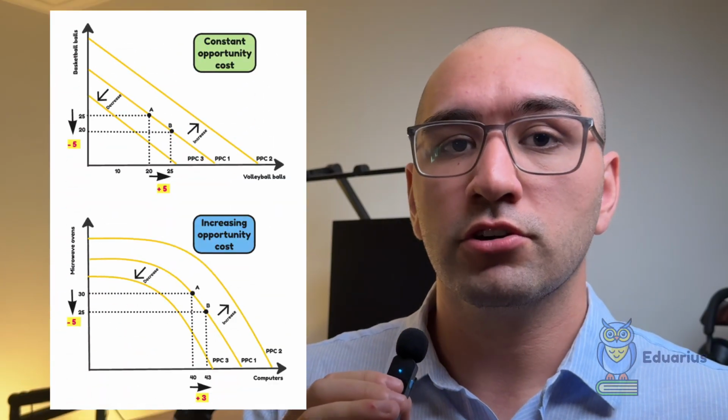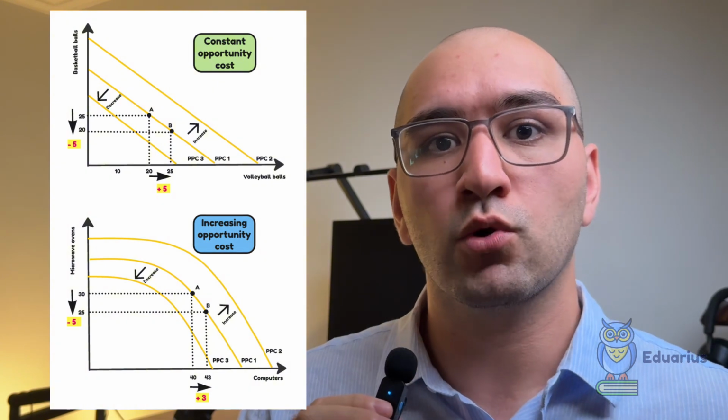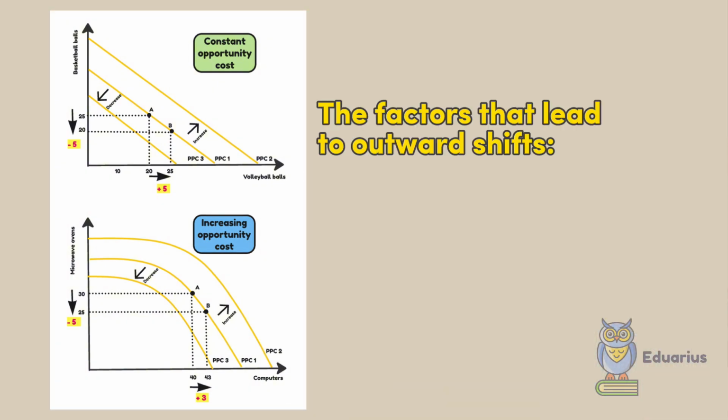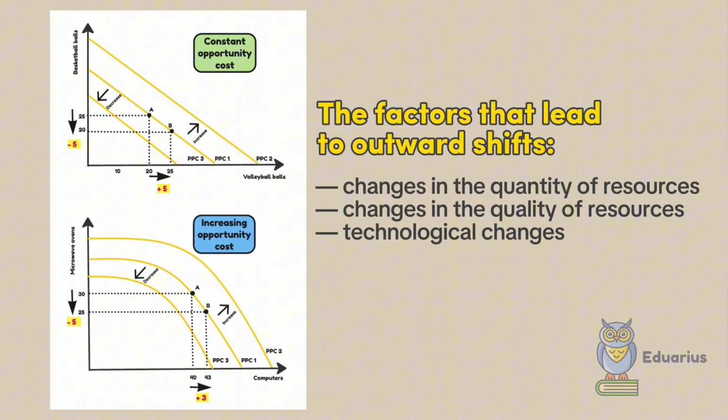Also, the production possibility curve can be increased or decreased. We can move along the curve as you see on the graph or shift the curve. The factors that lead to outward shifts are changes in the quantity of resources, changes in the quality of resources, and technological changes. Here are two graphs, straight lines and convex lines, which show examples of outward shifts and movement along the curve. As we see, everything is the same, except that under increasing opportunity cost, we have to sacrifice not equally, but even more or less.